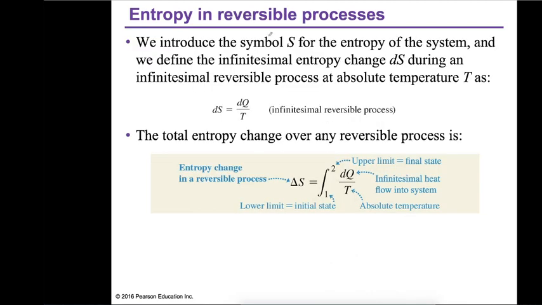We define the entropy of a system to be S, and dS equals dQ over T, for an infinitesimally small reversible process. The total entropy change over any reversible process can be described by this. The change of entropy, delta S, equals the integral of dQ over T from state 1 to state 2. That's the entropy change from state 1 to state 2.